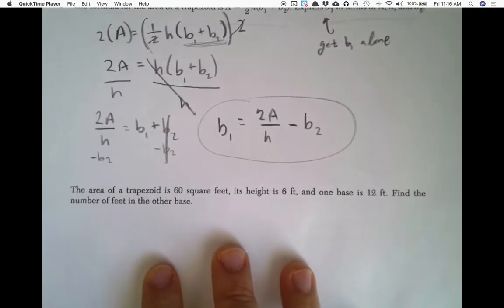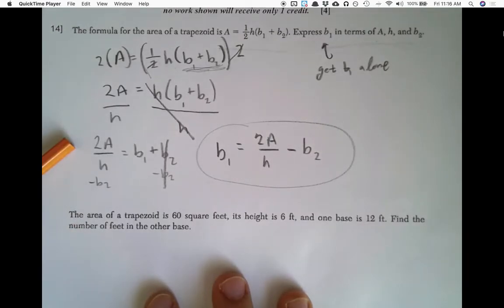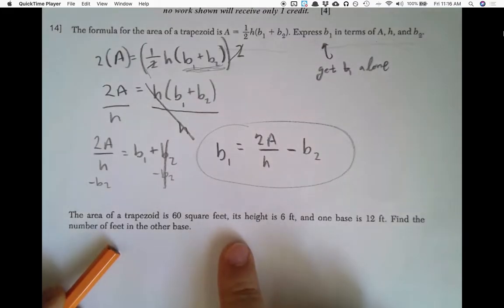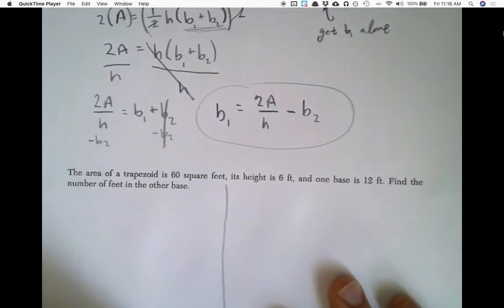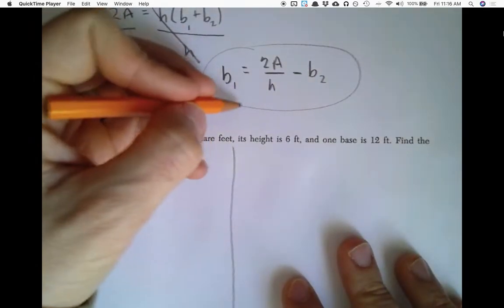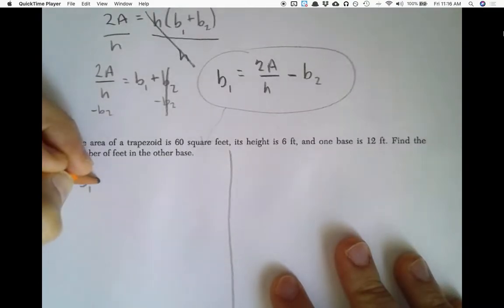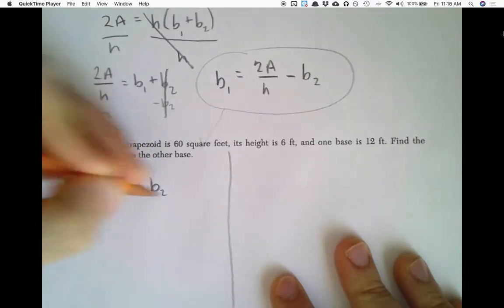The second part, it's kind of a lucky 2-part question. You do not need to have done the first part to do the second part. It'll help, it'll make things a little bit easier, but you don't need to do it. So I'm actually going to do this in 2 different ways. I'm going to do it as if we had gotten the right answer from the first part, so I'll rewrite b1 equals 2a over h minus b2.